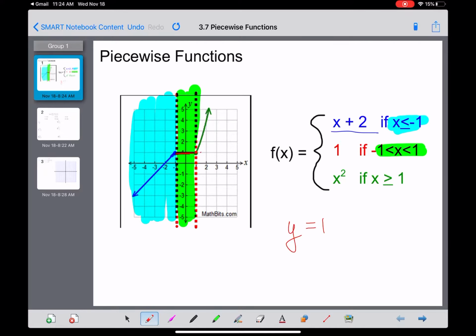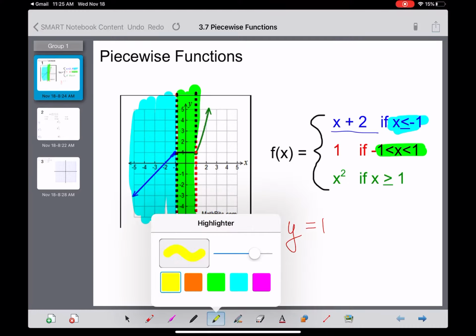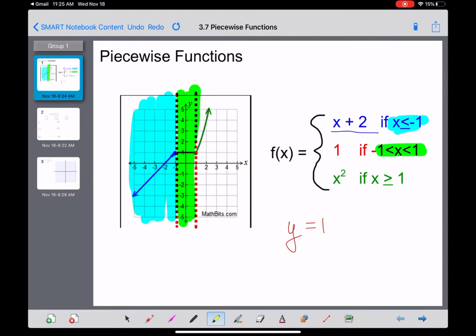Now we do know that lines extend off forever in both directions, but since we only want to restrict it to that domain, we only draw it in between -1 and +1 on the x-axis. Our last function is x squared, and it's in the domain of x's greater than 1. So that's why you can only see it on that portion.